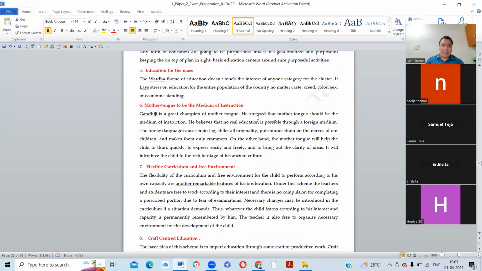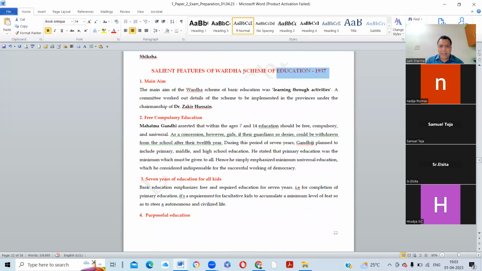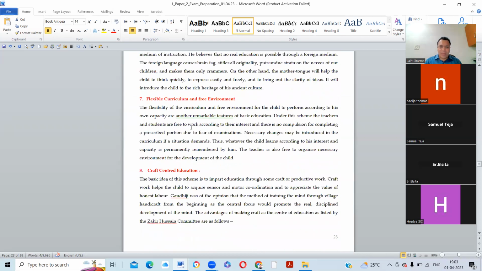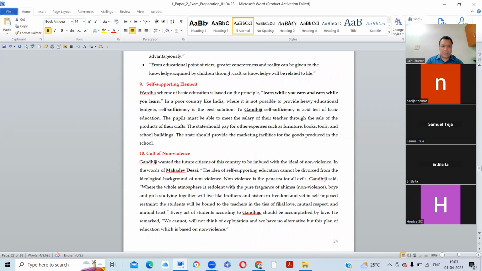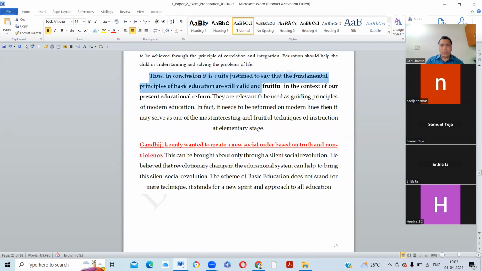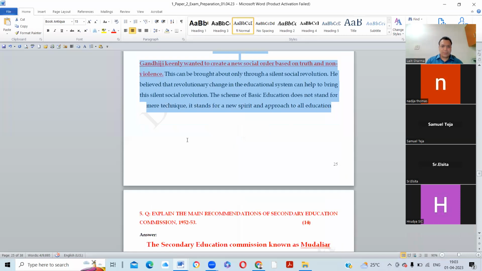So guys, I advise you, because this is the exam preparation class, under the Vardha scheme of education, if you want to learn this question, you have to learn all these headings, so you can explain easily, right? All the things: flexible curriculum and free environment, craft-centered education, these all things. And at last, thus in conclusion, look, you can write conclusions like this also, right?